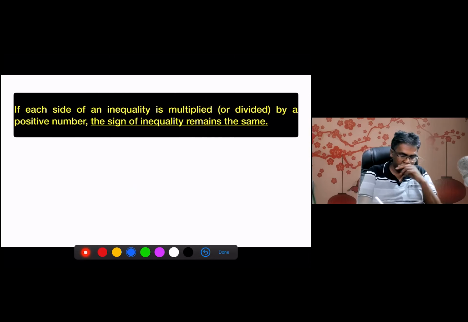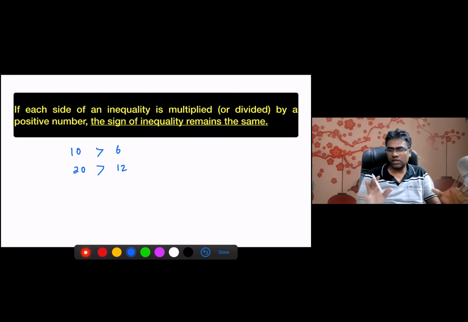If we continue the same example, since I want to divide, maybe I'll take some convenient numbers. So let's say 10 is greater than 6. We know that. So if I multiply by, let's say, 2, the left hand side becomes 20 and the right hand side becomes 12. So the inequality sign will still remain the same.